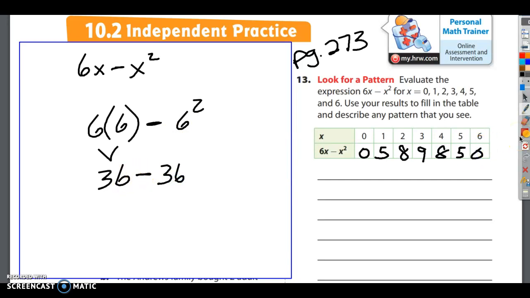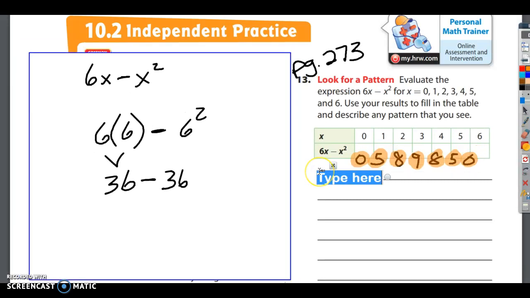That's what it meant by describe the pattern. I'll help you with that right now. I'm going to type it just because it's kind of a lot to write. But I do want to point out to you that at the very end, when x was equal to 0 and 6, the value was 0. Do you see that? And then when x was equal to 1 and 5, it was 5. When it was 2 and 4, it was 8. And then when x was 3, it had its highest value of 9.